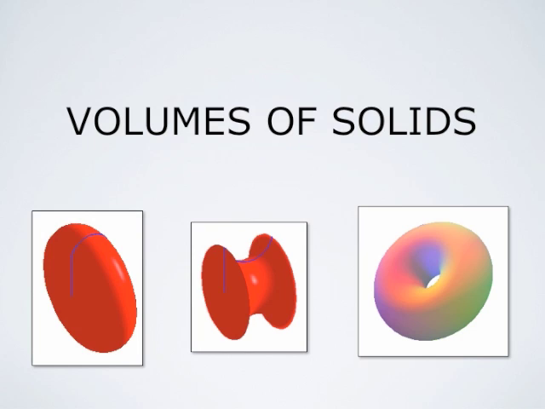In this video, I explain how to compute volumes of solids obtained by letting a domain under the graph of a function rotate around the x-axis or around the y-axis. Such solids are called solids of revolution. Their volumes can be computed by integration.